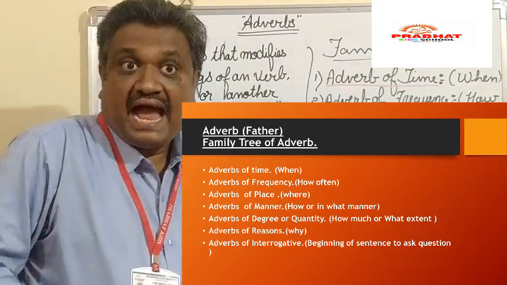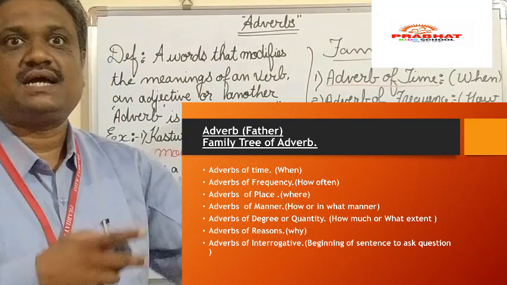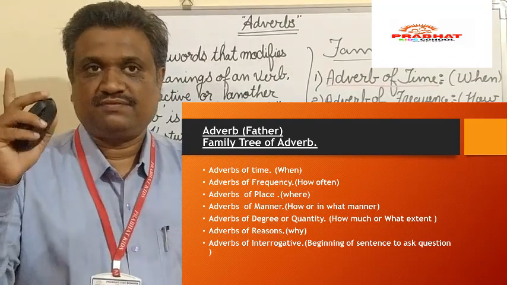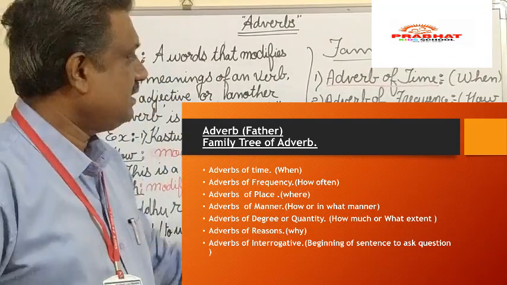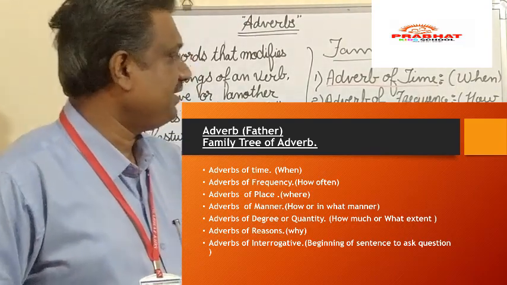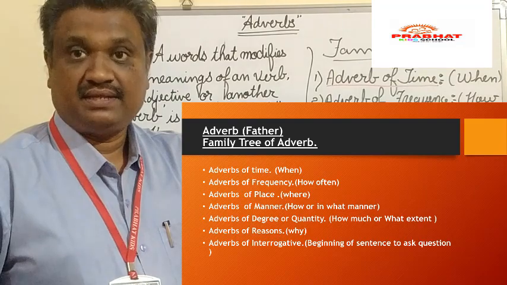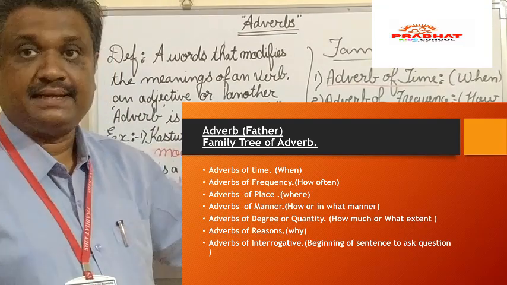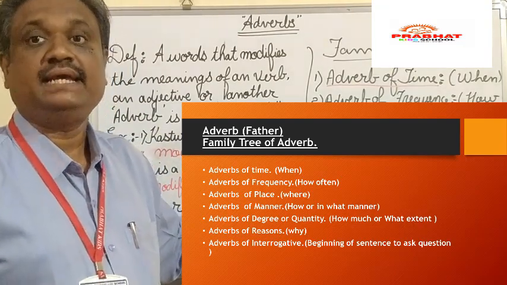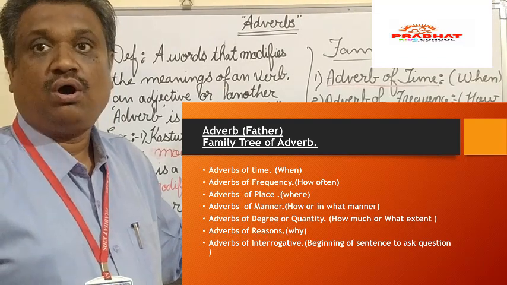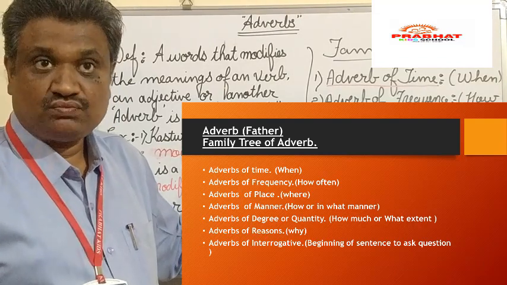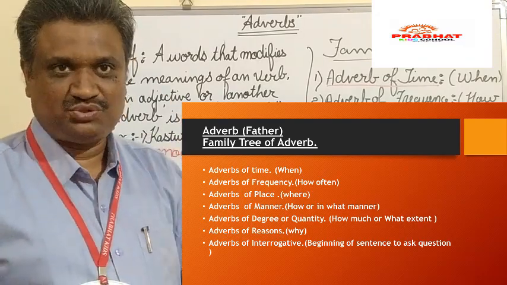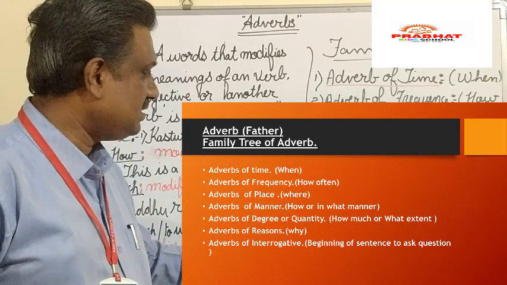The very first one, adverb of time. Adverb of what? Time. What are you going to use in order to get the answer from the sentence? When. Okay. Then adverb of frequency. How often? Adverb of place. Where? Yes or no? Then adverb of manner. How, or in what manner? Then adverb of degree or quality. How much or to what extent? And another one is what? Adverb of reason. That will be why are you late today? Yes. Then the last one is what?